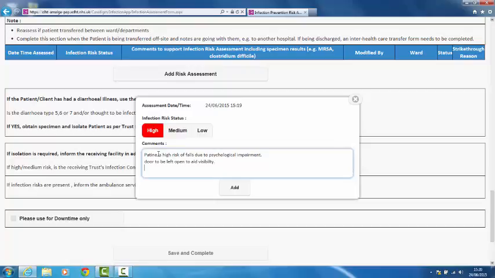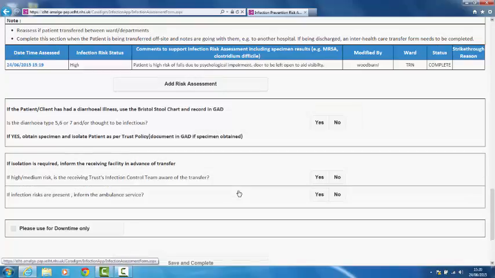If your patient was required to be isolated in a bay, you would ensure as one of your actions that you would nurse the patient in the bed or move the patient into the bed next to the sink in that bay and continue isolation within the bed space. And then click Add.